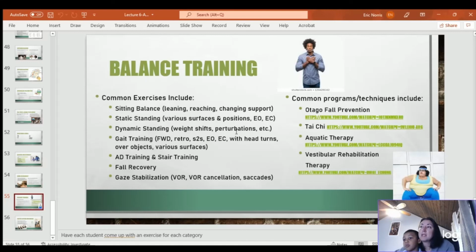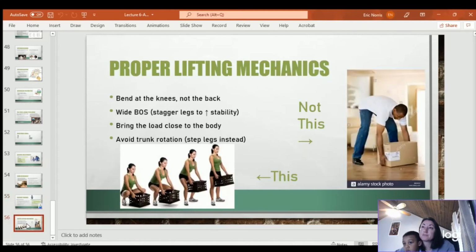And then there's many programs out there that target older populations and fall risk. So Otago fall prevention, Tai Chi, aquatic therapy, and vestibular rehab therapy. So all of those you can check out and apply to your practice as well.